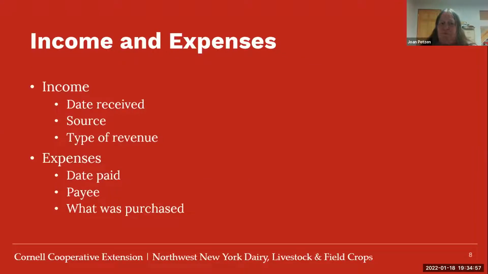The other thing we have to be able to keep track of is our income and our expenses. For the income, at a minimum, we need to know the date we received the income, the source of the income, and the type of revenue that it is. On the expenses side, we need to keep track of the date purchased, the payee that we bought it from, and what was purchased.